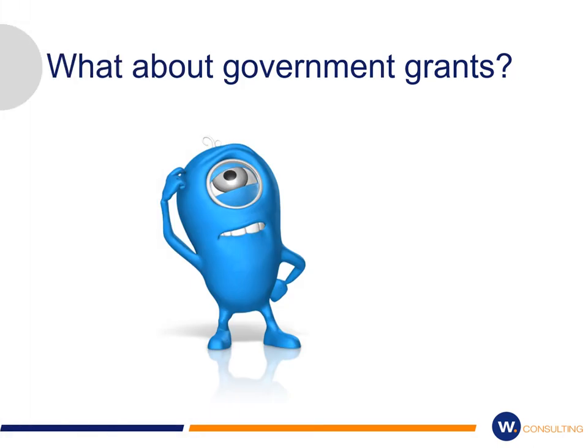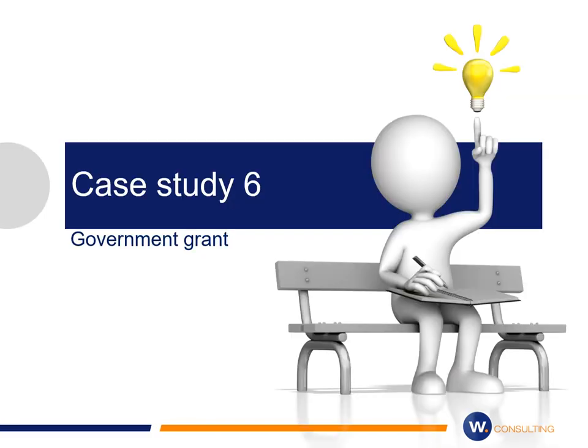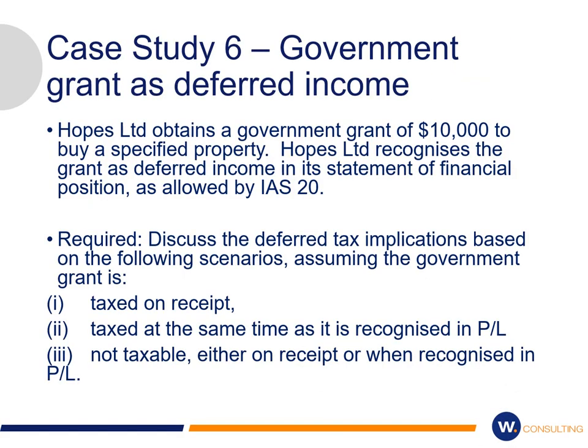What about government grants? Remember, I mentioned government grants at the top of my presentation. I said that government grants are not included in IAS 12 because they are accounted for in IAS 20, but like any other asset or any other liability, they can end up resulting in us having deferred tax assets and deferred tax liabilities. Let's look at a case study.